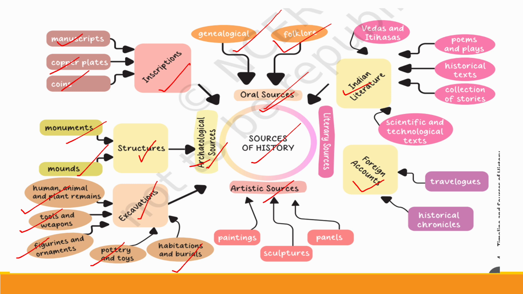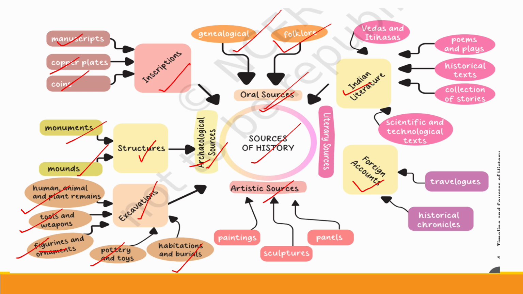What are called figurines? Figurines are small three-dimensional representations of people, animals, etc. They can be made from a variety of materials including clay, stone, metal, wood, plastic, etc. They are called figurines. Then what are called habitations? Habitations refer to the places where people lived, such as houses, huts, or villages. Then burials refer to the ways in which people disposed of their dead.